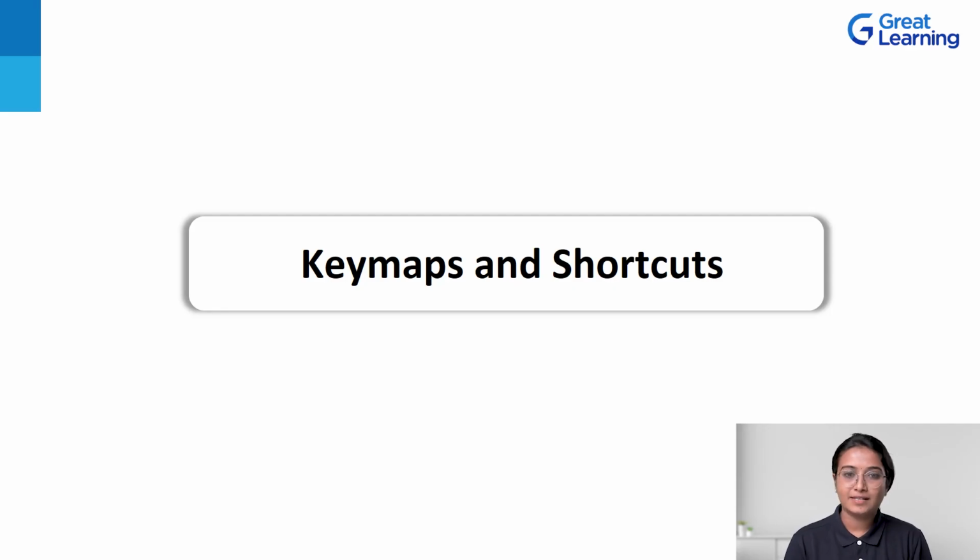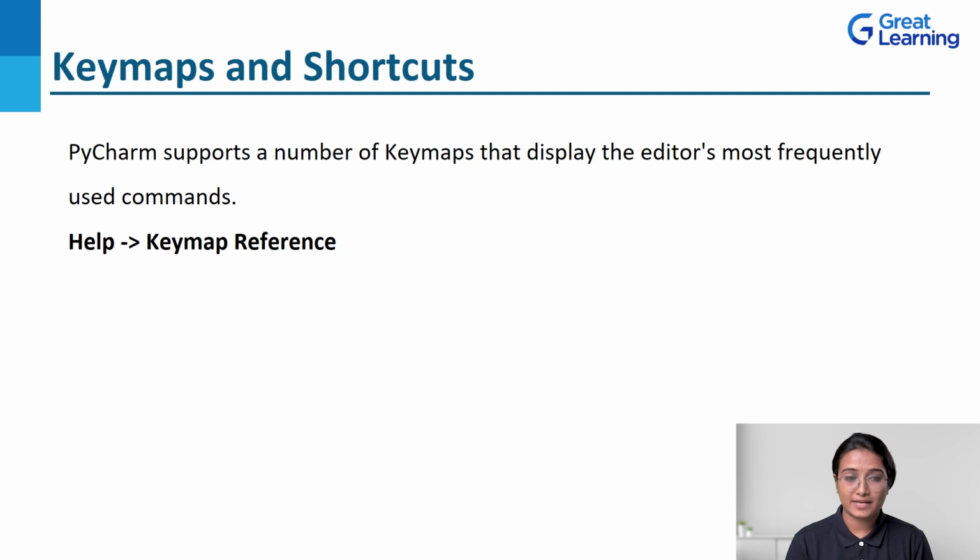Now we shall see keymaps and shortcuts. First, we shall learn what is a keymap in PyCharm. PyCharm supports many keymaps. That means the frequently used editor shortcuts or commands will be displayed in keymaps. So what is the shortcut to access that? You have to go to Help and then go to Keymap Reference. So let's quickly see how the keymap reference looks like in PyCharm.